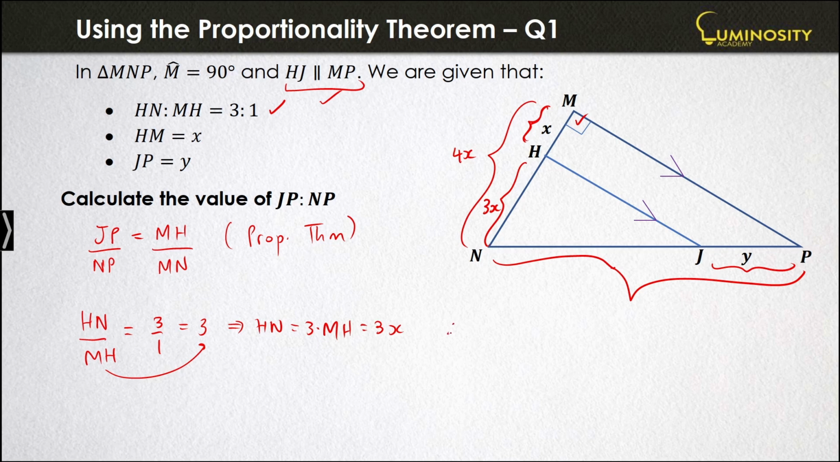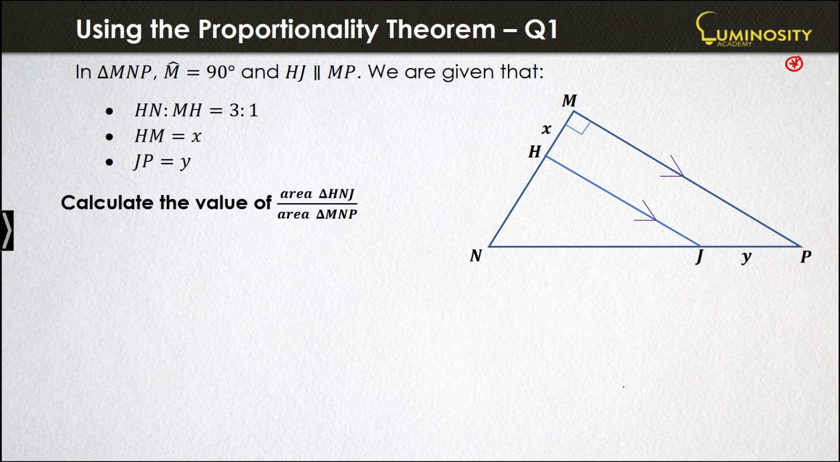So therefore, JP over NP, that's what we're looking for, is MH, which we know is X, over MN, and MN we worked out as 4x. So x goes into x once, and you're left with a quarter. So therefore the ratio of JP to NP is equal to 1:4. Okay, so that is the ratio of JP to NP.